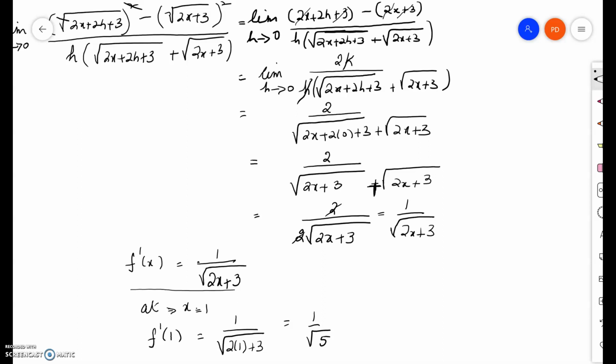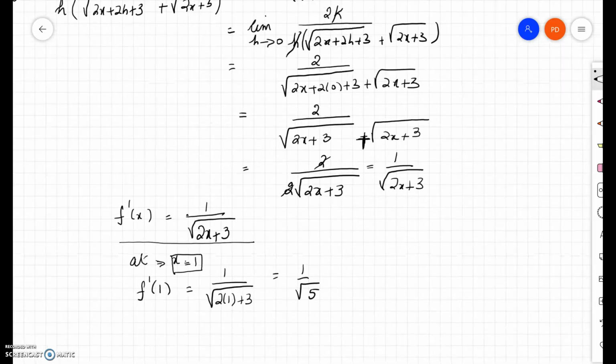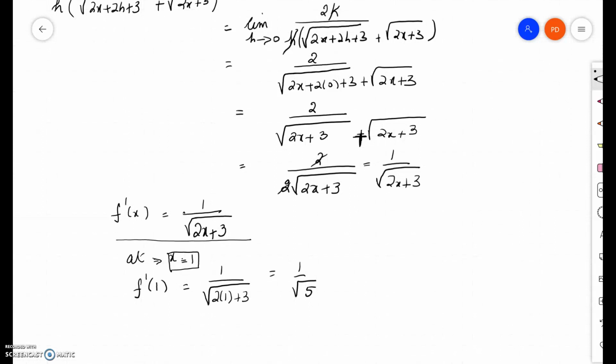So we first found the derivative. We can plug in any number as long as it's a valid number. As long as we have a valid answer, we can plug in any number and basically evaluate the derivative at any value for x. So now what we have is f prime of 1 is equal to 1 over radical 5. So this is the slope of the tangent line at x equals 1.